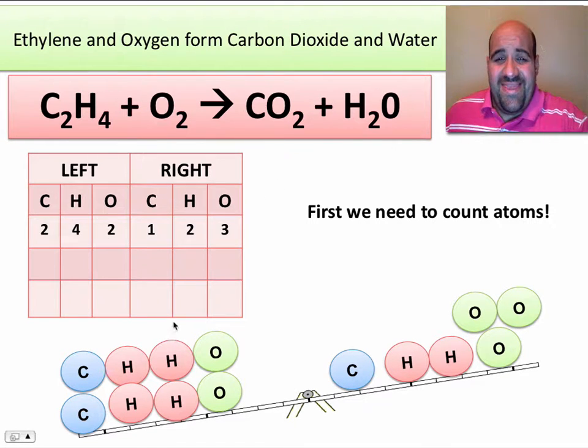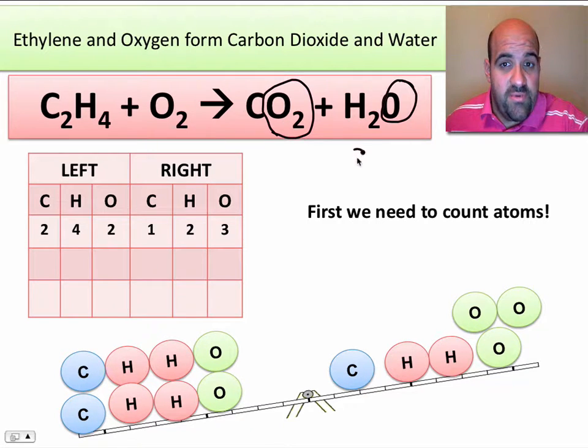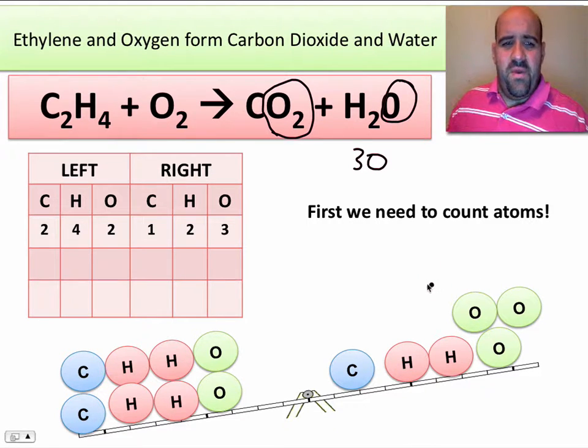When all is said and done, this is what it initially looks like. 2 carbon, 1 carbon, 4 hydrogen, 2 hydrogen, 2 oxygen over here. And on the right side, we have 3 oxygen because there's 2 here, and there's another one here. So 2 plus 1 is 3 oxygens. And we're going to need to balance this somehow. Immediately, I see there's more carbon on the left than the right. So I can come over here and just add a 2 to this. And then recount some atoms.